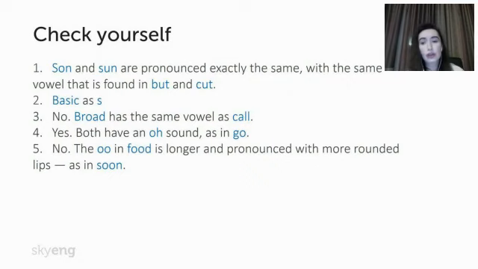And this one, road and broad: as you can see here, no, because broad has the same vowel as in call. Then number 4: if they pronounce the same way, yes, they pronounce the same way as in go, roll. And finally, if they pronounce the same way, no, because food is longer and pronounced with more rounded lips, as in son.